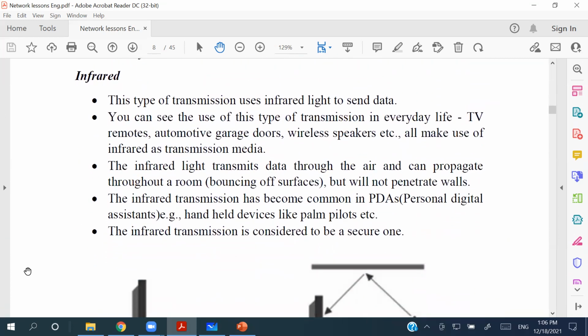And the next one is the infrared. And we are using infrared in our day-to-day life without knowing that we are using the infrared.